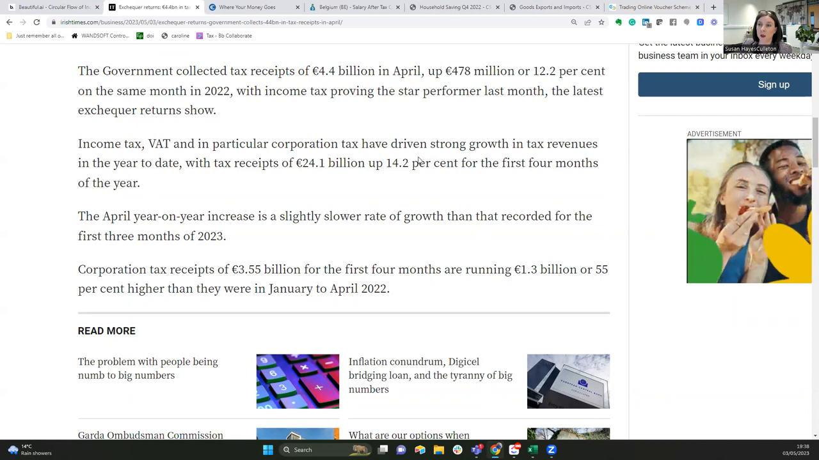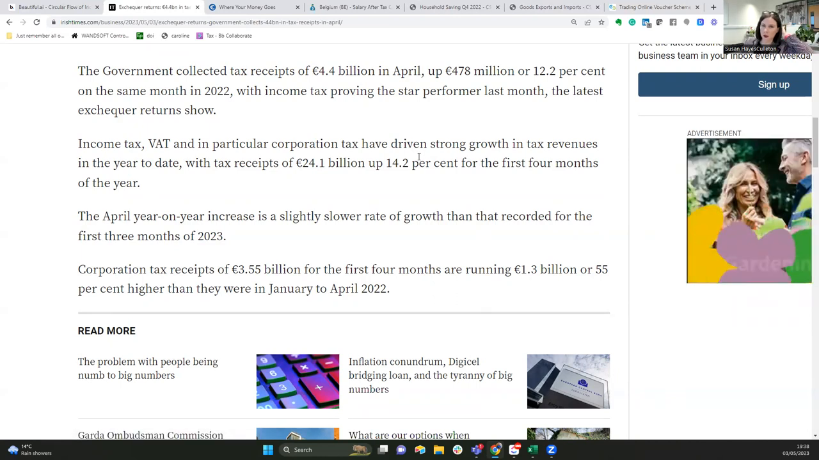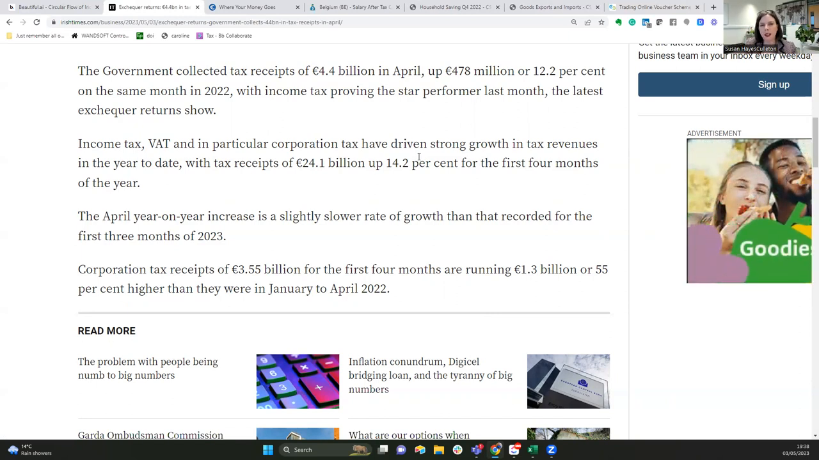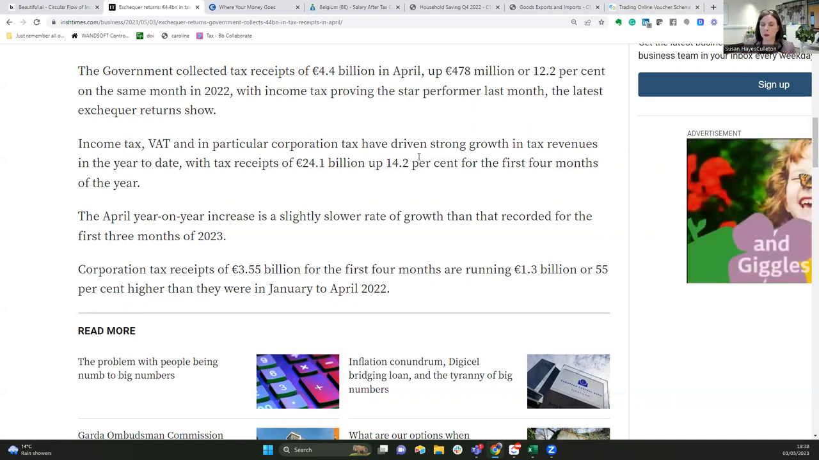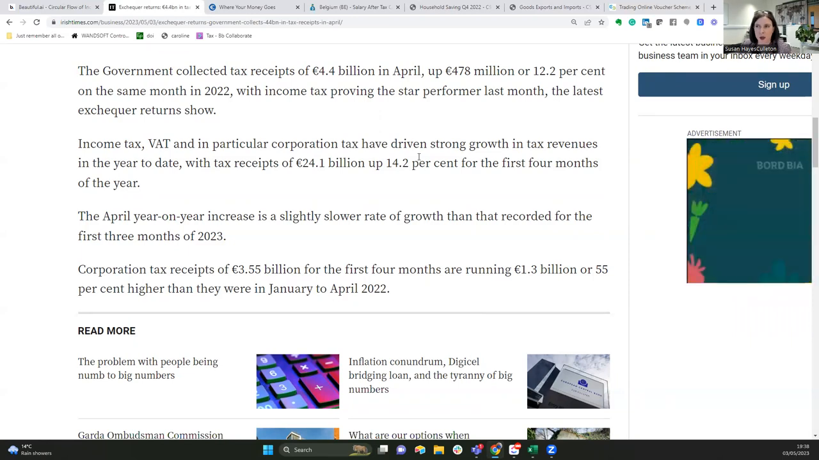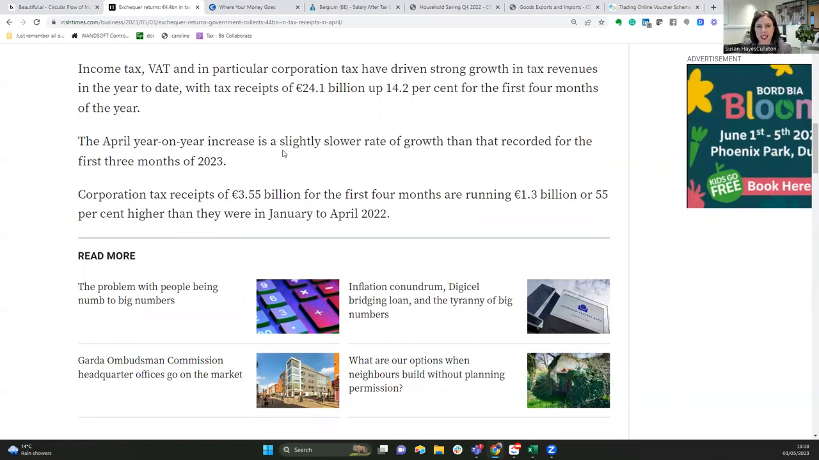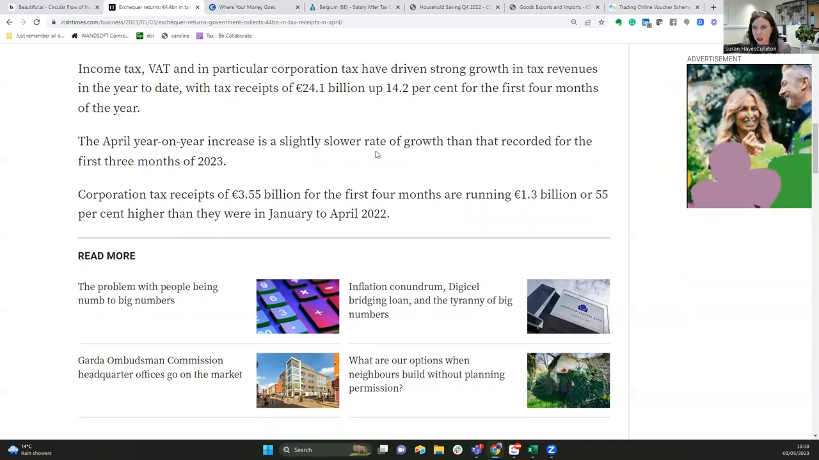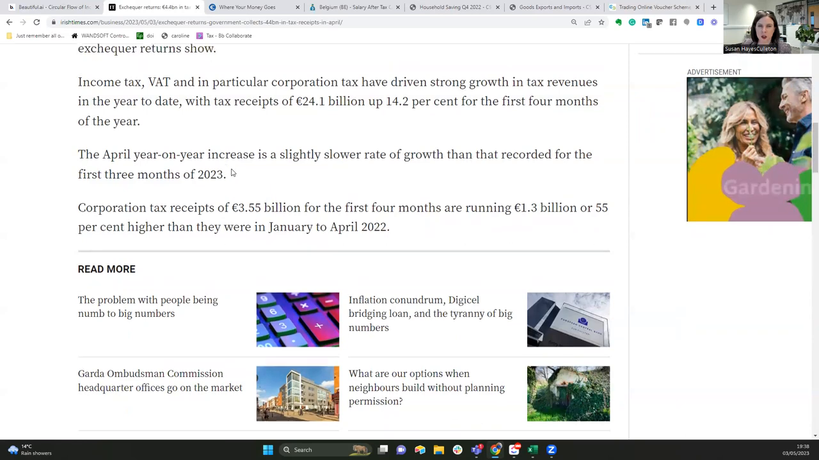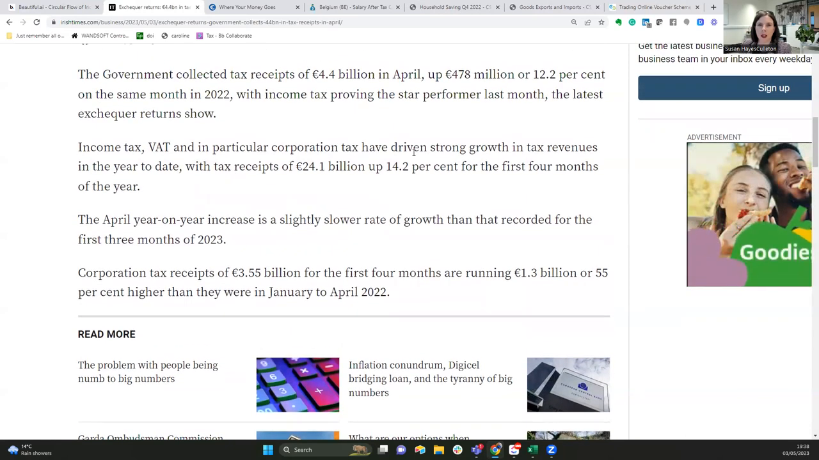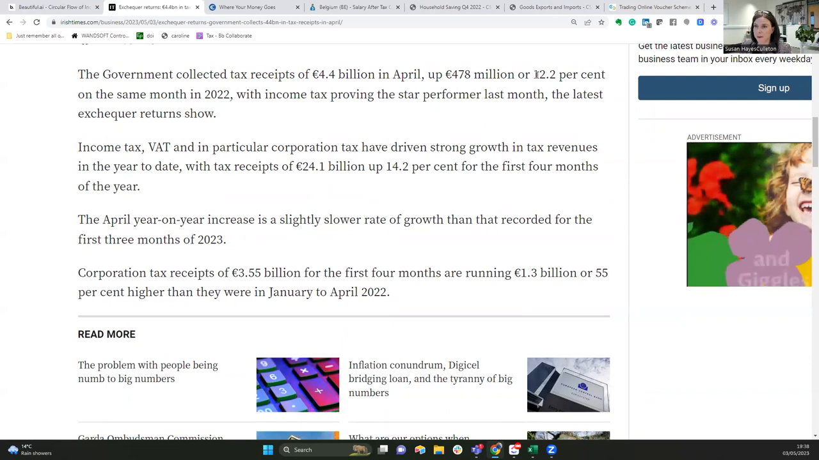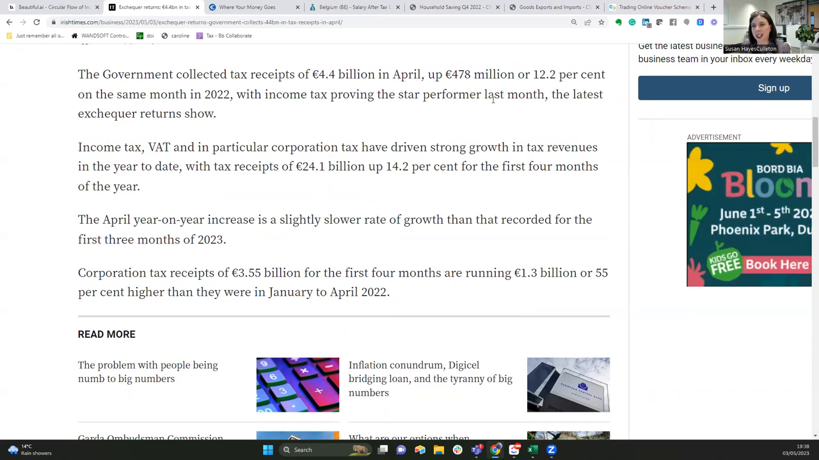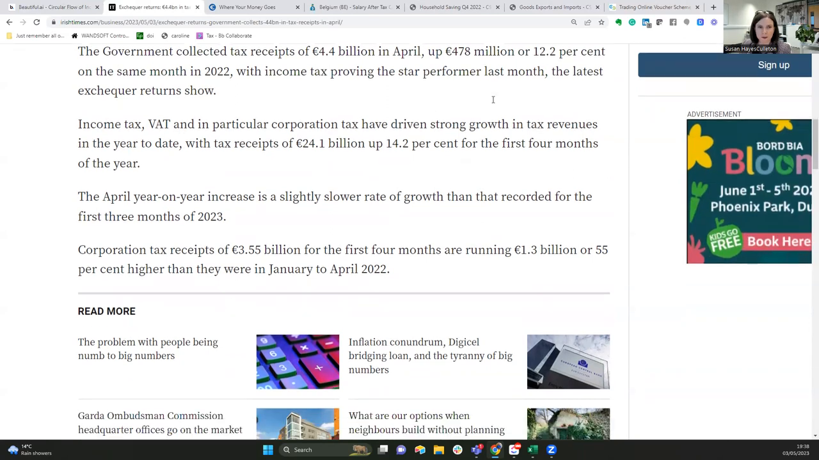So rather than compare month over month, what Laura is pointing out is that so far in the first 4 months of the year, tax receipts are at 24.1 billion. So they're up very significantly on last year, which was up very significantly on the year before. The April year-on-year increase is at a slightly slower rate of growth than that recorded in the first 3 months of 2023. In other words, the growth rate was 12.2% in April, but on average it's been 14.2% over the 4 months. So this month's growth rate is slower, even though it is very strong.